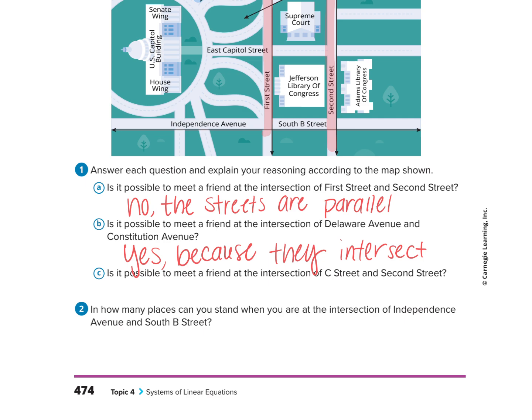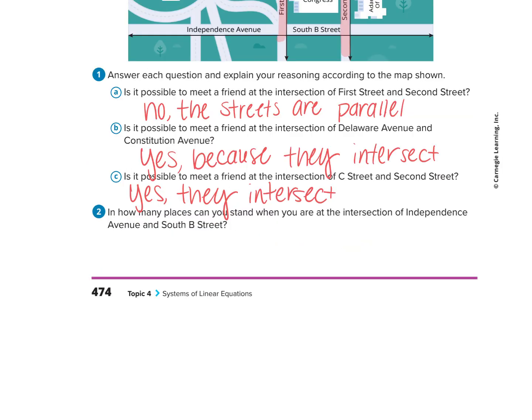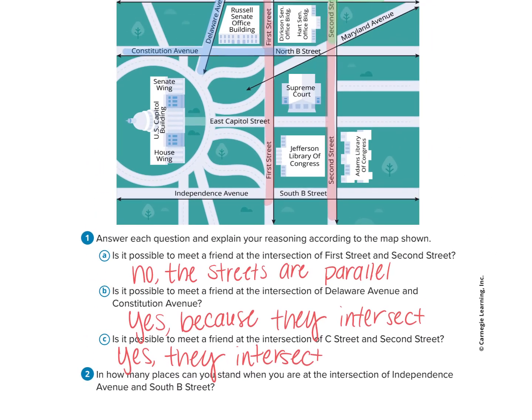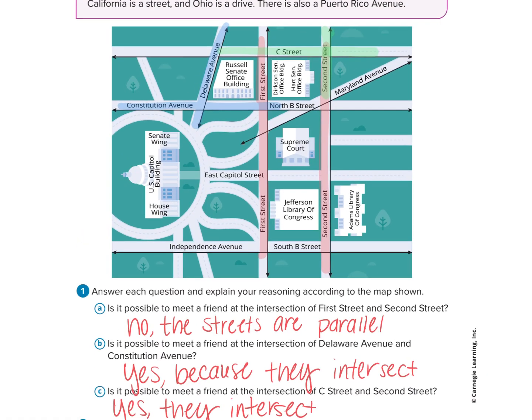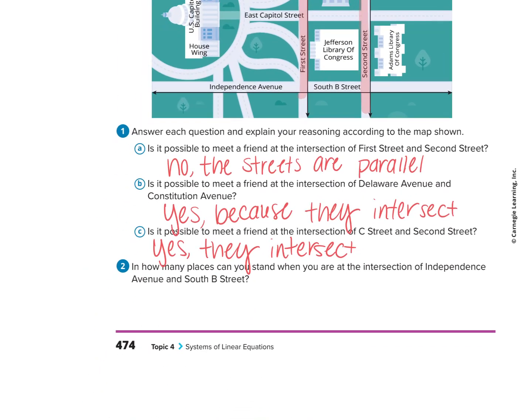Letter C. Is it possible to meet a friend at the intersection of C Street and 2nd Street? I want you to work through this one, pause this video, come back when you've solved it to check your answer. Hopefully you've said the same thing or a similar thing to me. Yes, you can meet there because they intersect. There is one solution.